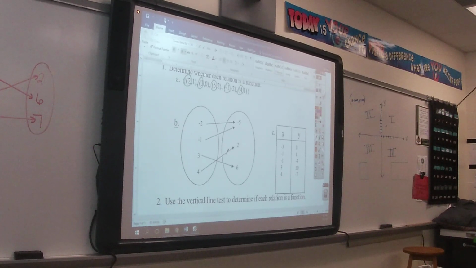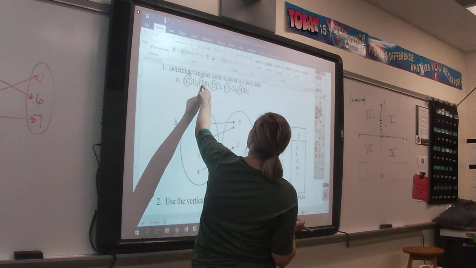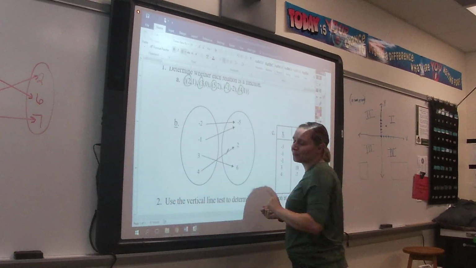Do we see any repeats in the x values? No. Nope, these are all different numbers. So 2, 3, 5, -1, 4.